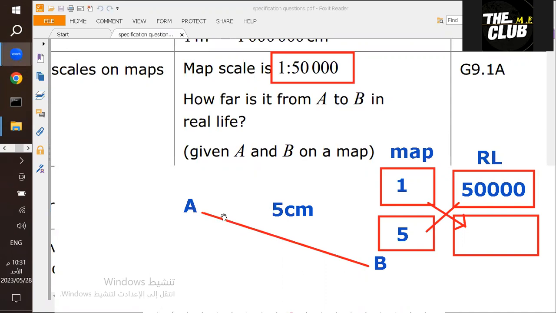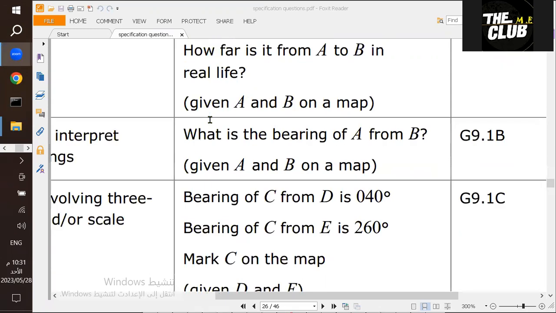So the question will give you 2 points. You're going to measure the distance and then use the scale to find the real life distance. Okay. Now let's move on to the next one. As I said, these are the specifications. They don't give you a full question. They give you an idea.